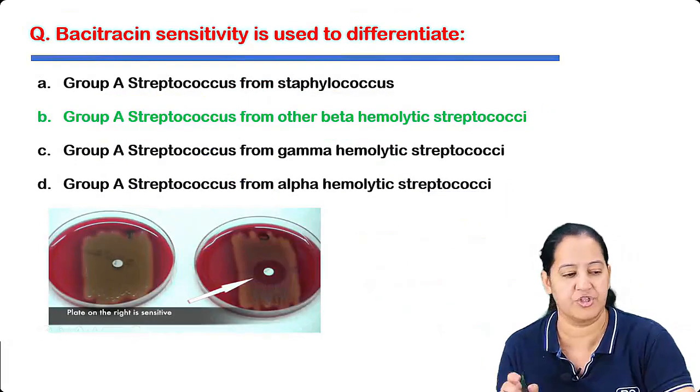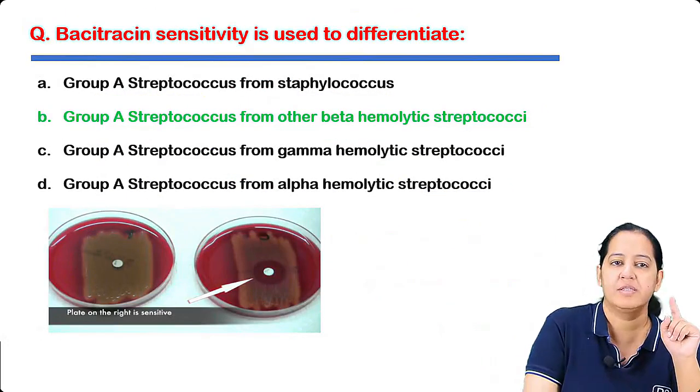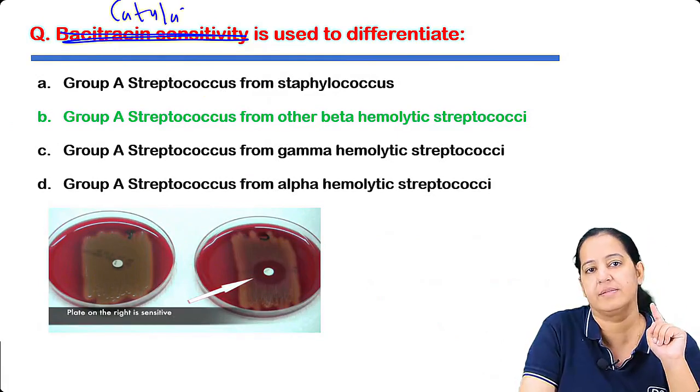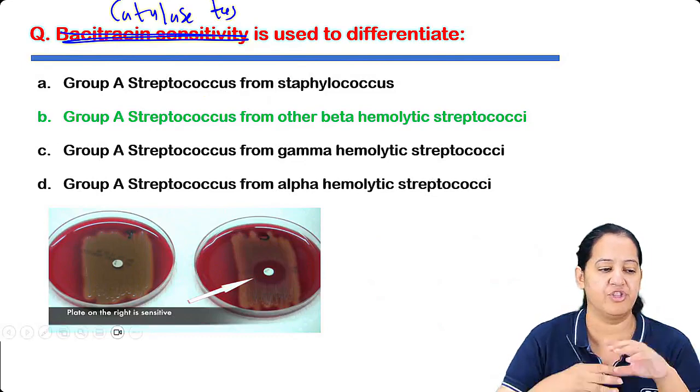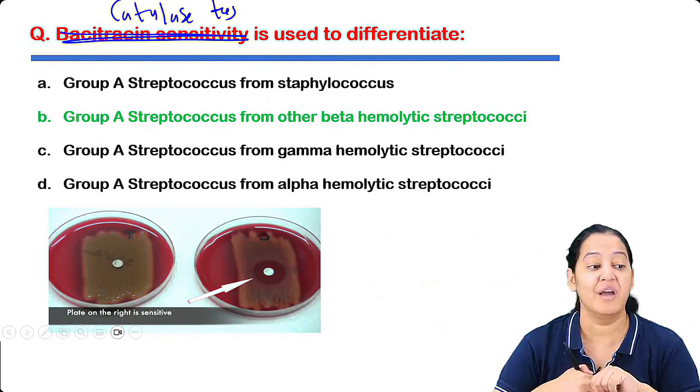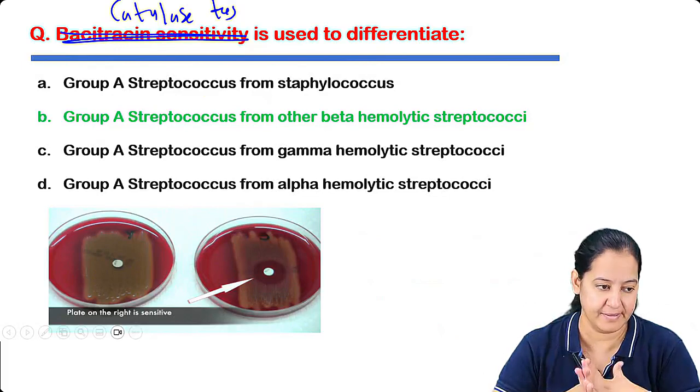I'm changing the question. If you got it, I'm changing the question. Instead of bacitracin sensitivity, I'm saying catalase test. Now you give the answer. Catalase test is used to differentiate what from what. You know catalase किसके लिए use करते हैं? Read the options very carefully and tell me the answer.